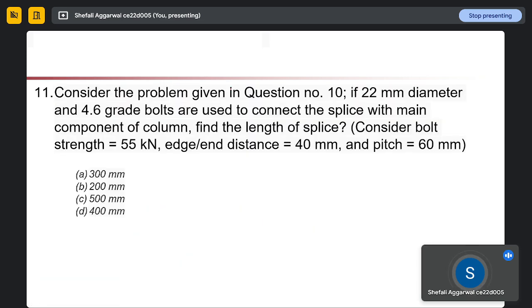Next question. Consider the problem given in question number 10. If 22 mm diameter and 4.6 grade bolts are used to connect the splices with main component of the column, find the length of splice. Consider bolt strength as 55 kilonewton and edge distance as 40 mm and pitch as 60 mm.